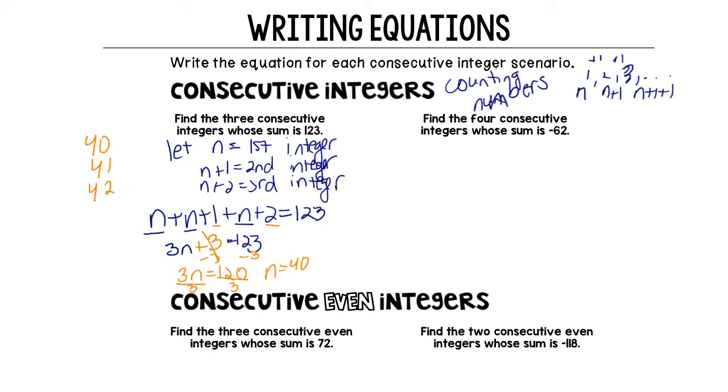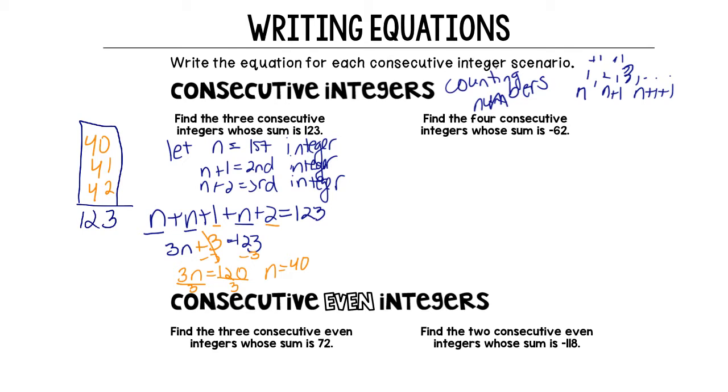Let's add these together and make sure their sum is 123. So 2 plus 1 is 3, 4 and 4 and 4 is 12. And that is indeed correct. So these numbers are the 3 consecutive integers whose sum is 123.